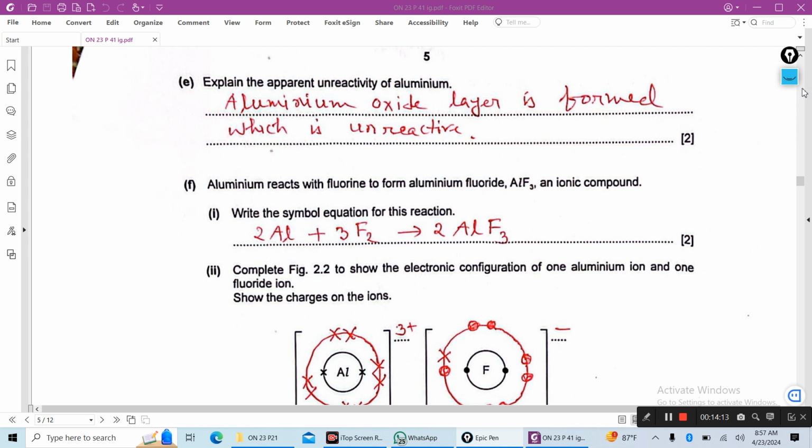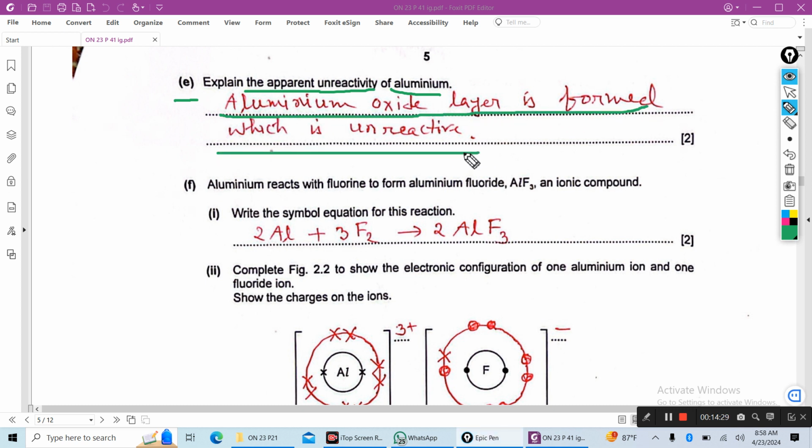Then next, E. Explain the apparent unreactivity of aluminum. And you know, an aluminum oxide layer is formed which is unreactive. Aluminum reacts with oxygen to form a layer of Al2O3, aluminum oxide. This layer is very strong and unreactive.